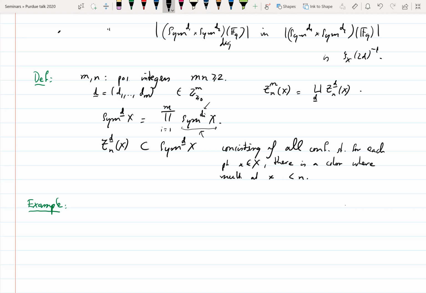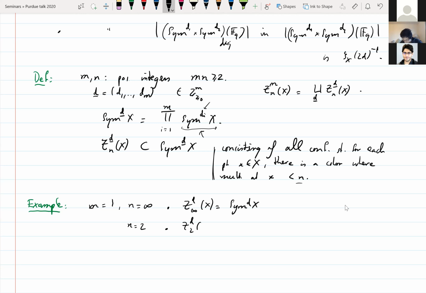Okay, the example is the following. First of all, let's look at the case when m is equal to 1 right now. So all tuples are just one number. And then when n is infinity, everything is smaller than infinity, so this condition over here is empty. So Z d infinity X is a symmetric power. Great. And then when n is equal to 2, there's only one color to worry about, and we need that color to always be less than 2 at every point. So this thing is just Conf d X.